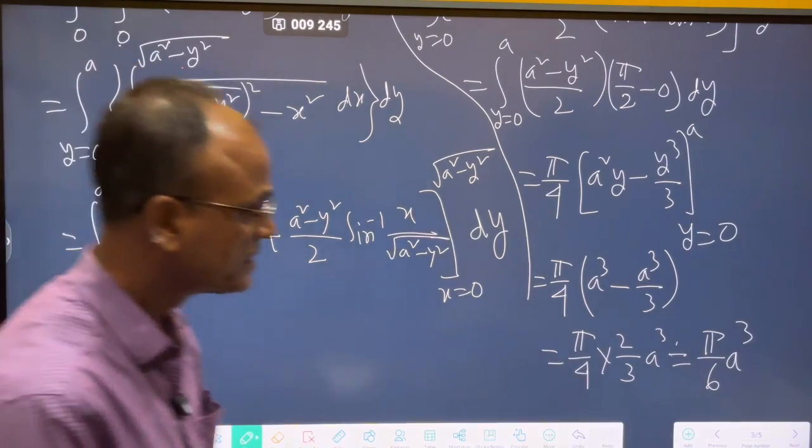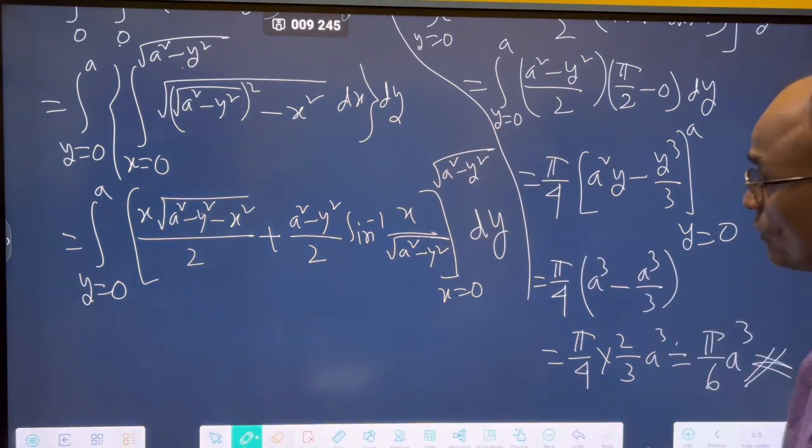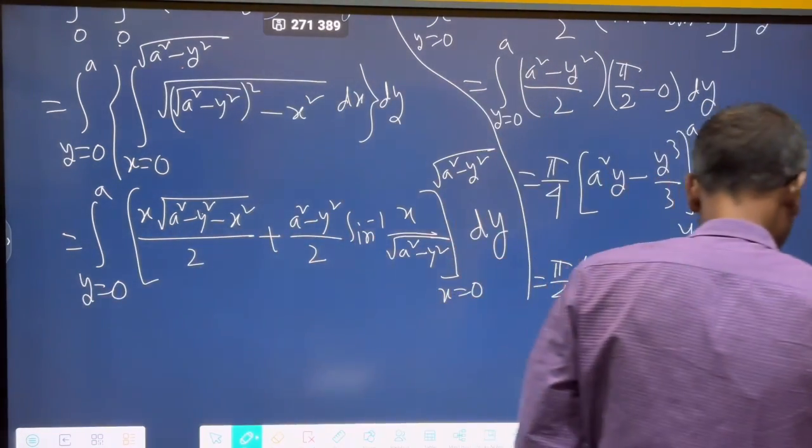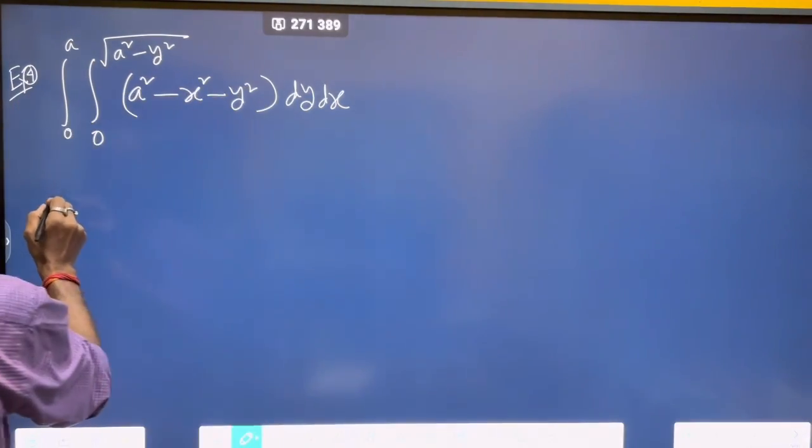Pi by 6 cube. This will be the answer of the double integration. Let us take the next problem.